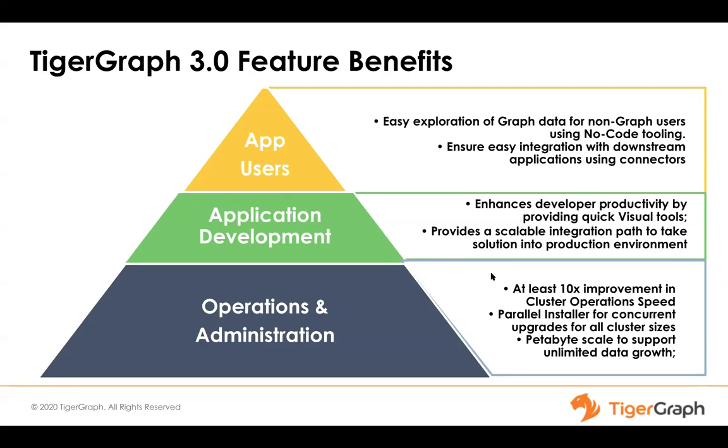For them, obviously, the no-code tooling is key. It is in fact the main deliverable from this release that will help them get acclimatized to graph databases and graph analytics in general. And the second thing from an app user perspective is we are providing some additional connectors. What that translates to is, if they have downstream applications, for example BI tools or other tools where they want to do offline analysis outside of TigerGraph, it all becomes easy because of some of the features we've developed in 3.0.